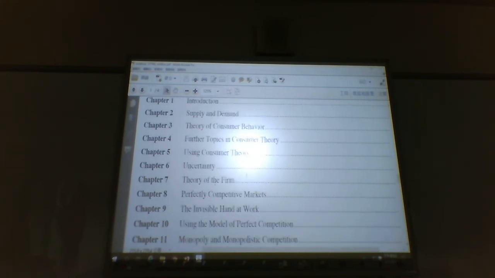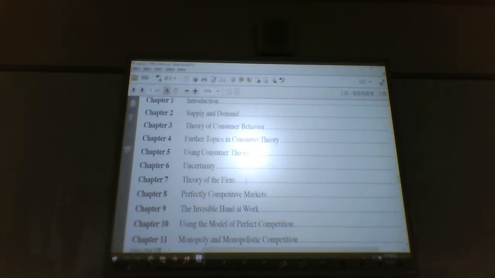Chapter 7, theory of the firm. Why we have firms is a long story. Basically, we will not talk about the origin of the firm, but we will talk about how firms react and what their purpose is. And one of the points is that a lot of people say firms do a lot of things, not necessarily maximizing their profits. This is the part that I do not quite agree with.